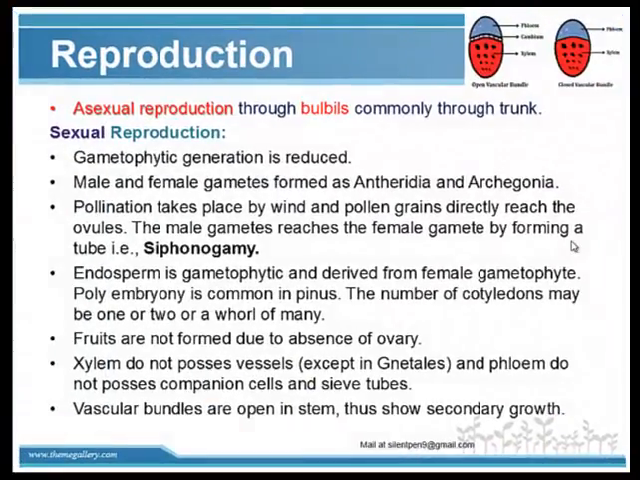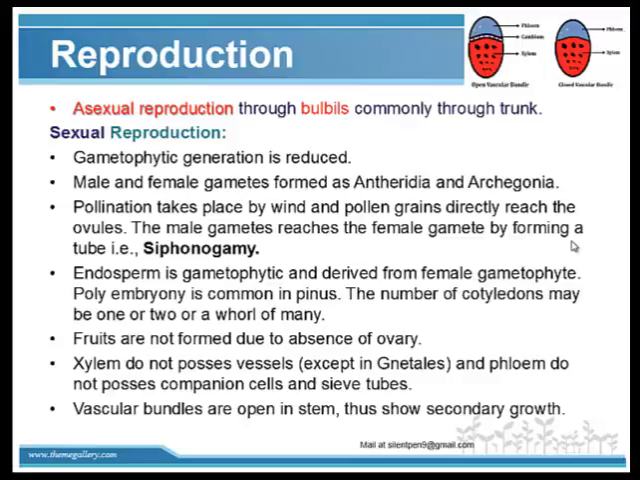Now we look at the reproduction. The asexual reproduction takes place through the bulbils, commonly through the trunk, and the sexual mode of reproduction takes place through gametes of male and female. The male sperm reaches the archegonia by pollen tube formation. An endosperm is a tissue produced after fertilization. It is haploid in nature in case of gymnosperms.